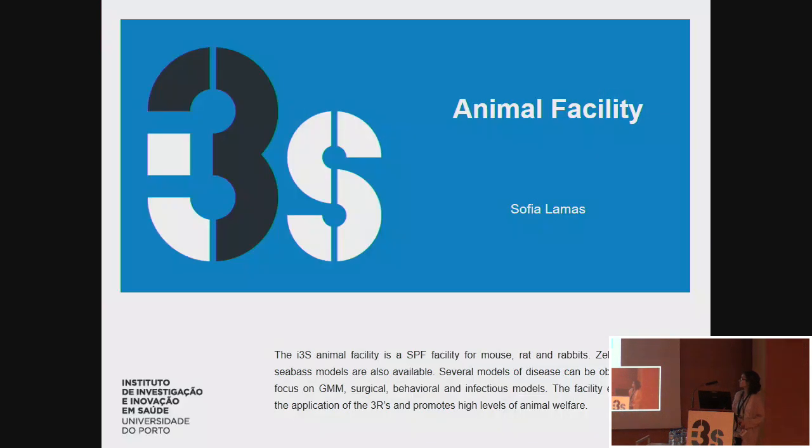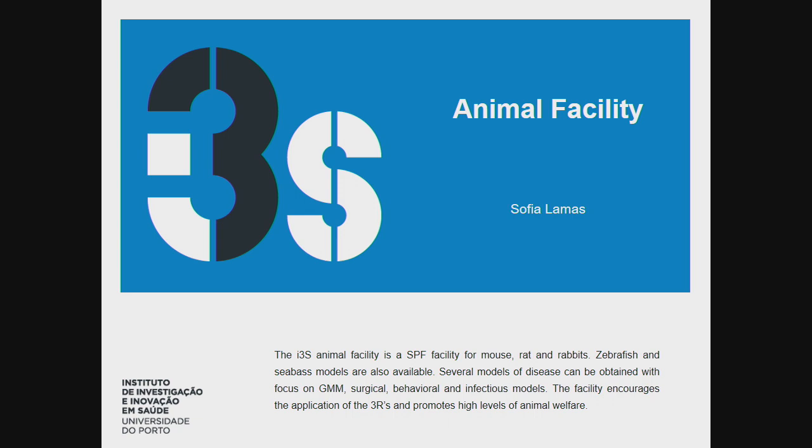I'm Sofia Lamas, and I'll present the last scientific platform, which is the animal facility. So the i3S animal facility is a specific pathogen-free facility that houses mice, rats, and rabbits. We also have two separate areas for sea bass and zebrafish models, although these are not part of the rodent animal facility. These are run by two scientific groups. And our goal is to allow researchers to use animal models, but always taking into consideration animal welfare issues and the application of the three R's.